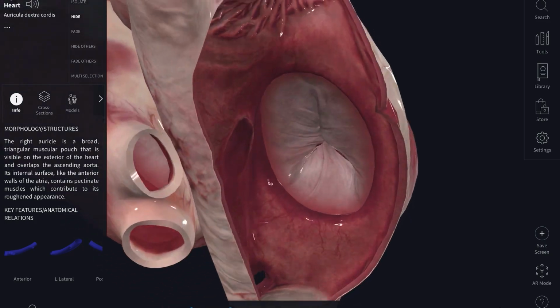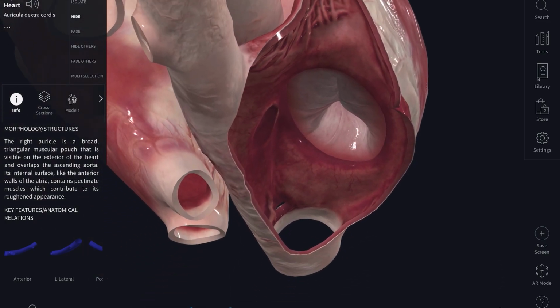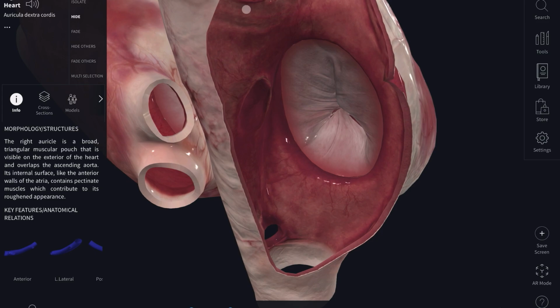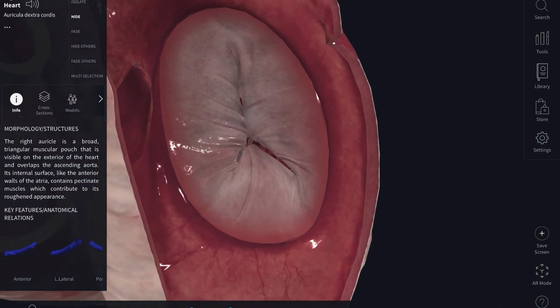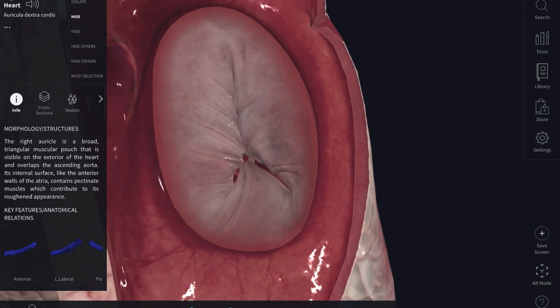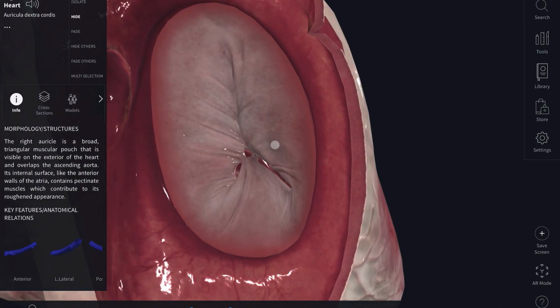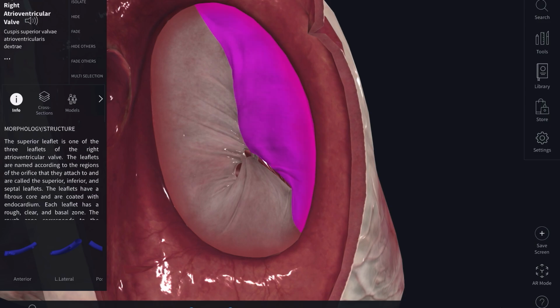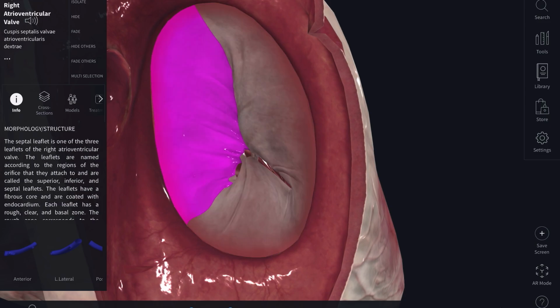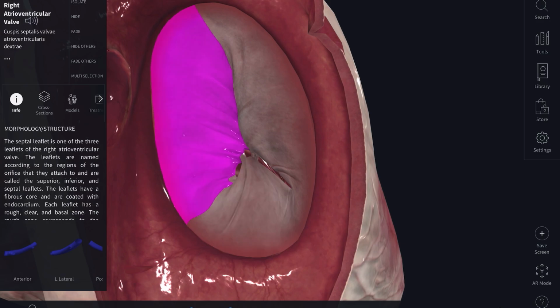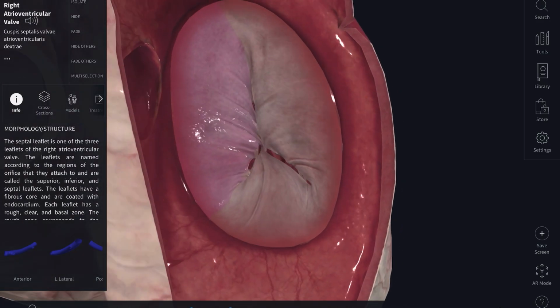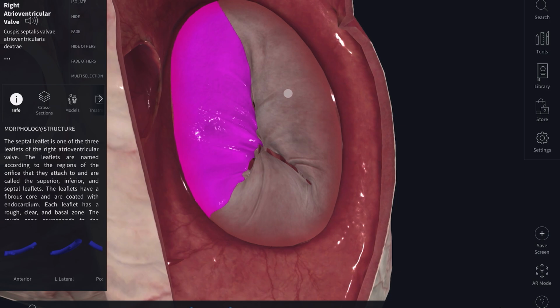So, besides having that inferior vena cava right here and the superior vena cava up here, we have fossa ovalis and ostium of the coronary sinus. And then here's our tricuspid valve, or our atrioventricular valve, the right one. Whatever you want to use to distinguish this, we just know that the tricuspid comes from the three cusps that you'll see here.